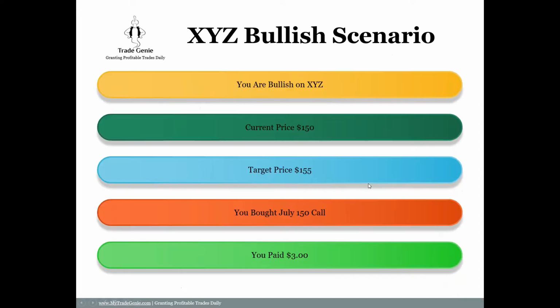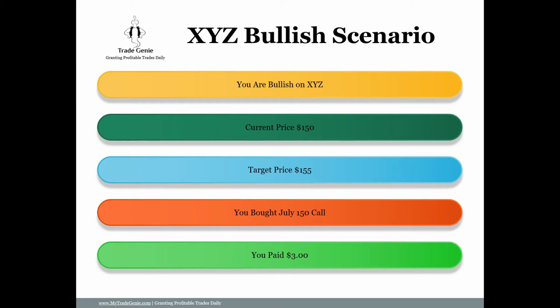So now I give you an example of the way people set the order. Let's say they are bullish on XYZ, and the current price of the stock is $150, and the target is 155. You did the technical analysis, and you said, okay, my target is 155, and the current price is 150. I'm going to buy the July 150 call. You paid $3.